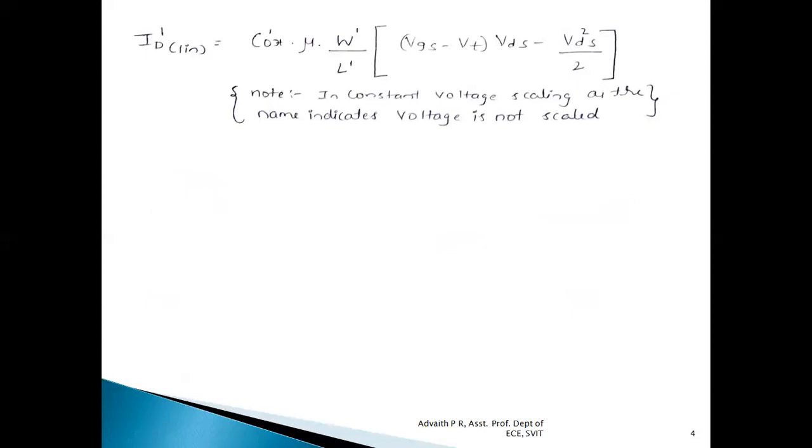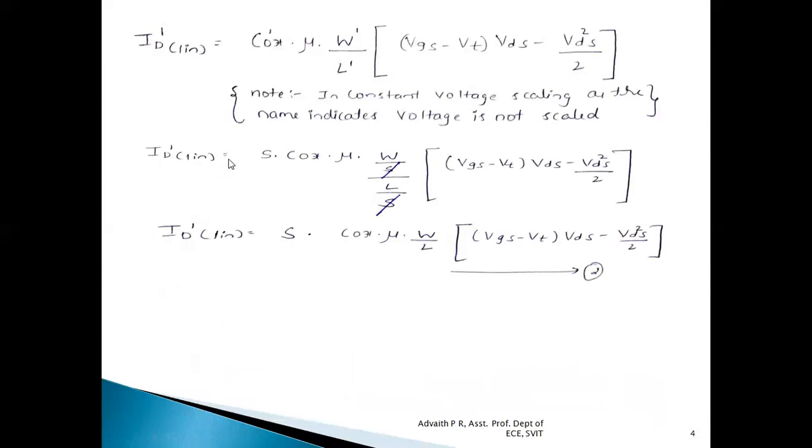Now let us try to consider how this scaling affects our drain current under linear region of operation. ID linear dash, which is the scaled drain current under linear region, is equal to COX dash into mu into W dash divided by L dash into VGS minus VT into VDS minus VDS square divided by 2. Here, if we observe, in constant voltage scaling, as the name itself indicates, the voltages will not be scaled. Hence, the voltages are untouched. As I discussed in our previous video lecture series as well, the mobility of electrons or holes is assumed to be constant. Hence, even if we scale down the MOSFETs, we assume that the mobility is not affected.